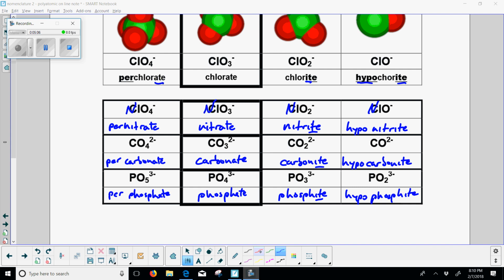All right, let's see how we did. For the typical polyatomic ion, you use the ate ending. If you have an extra oxygen, use per-ate. You notice that all of these have the extra oxygen associated with them. If you're missing an oxygen from the typical, use the ite ending, so all of these have the ite ending. And if you're missing 2 oxygens, use the hypo-ite ending. So very, very simple system.